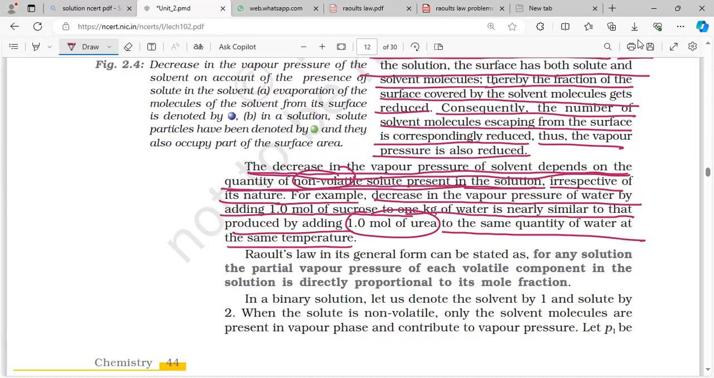So let us try to read this point. Here, the important point is this one. Raoult's law in general form can be read.